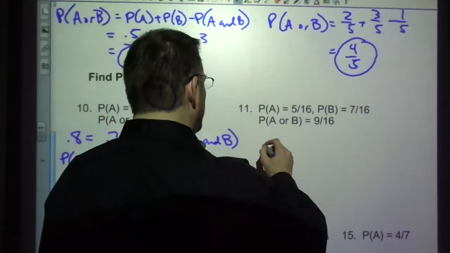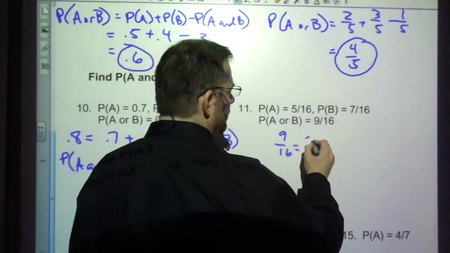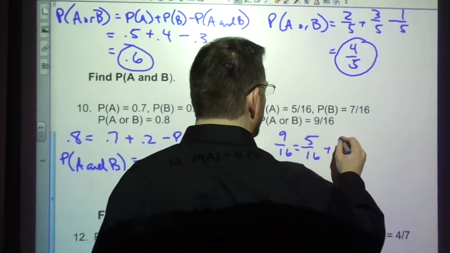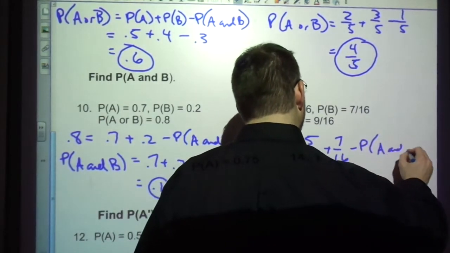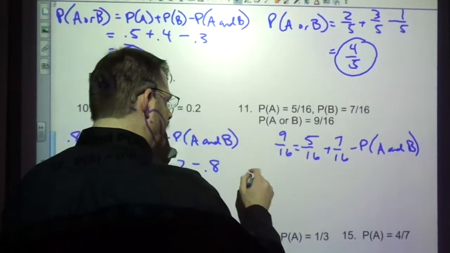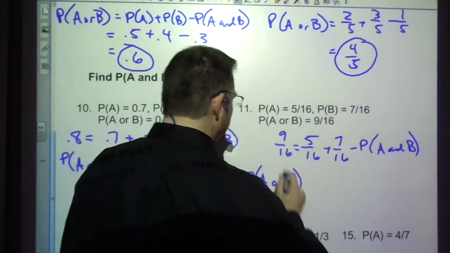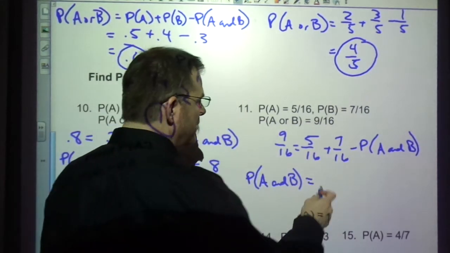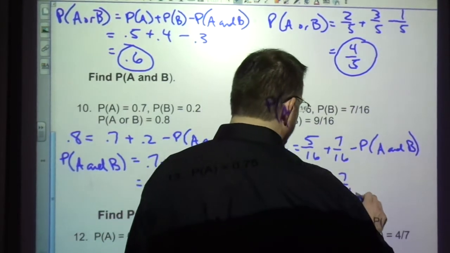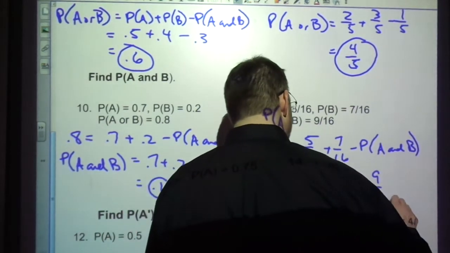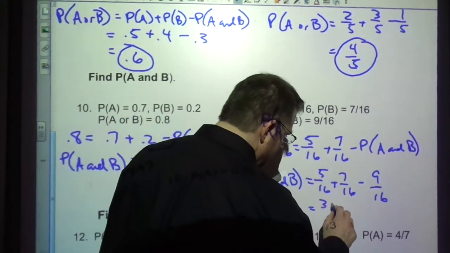Same thing here. Probability of A or B is 9/16, and that is equal to the probability of A plus the probability of B minus the overlap. Swing this guy over here. Probability of A and B. Subtract the 9/16 away. That is 5/16 plus 7/16 minus 9/16. So we got 12/16 minus 9/16 is 3/16.